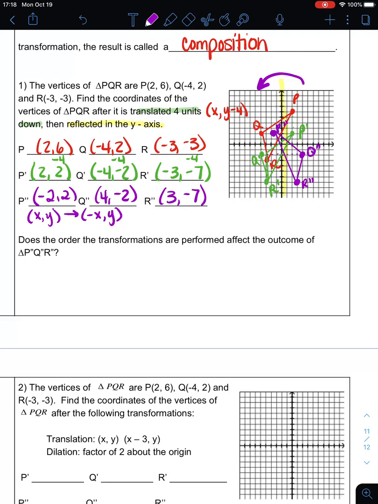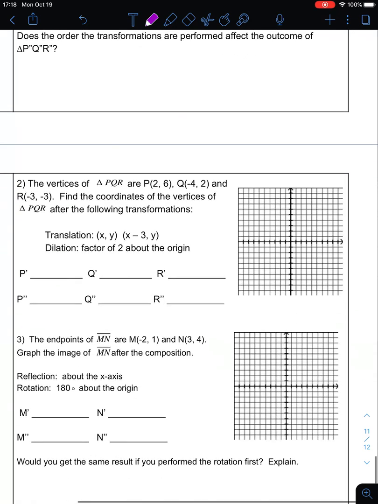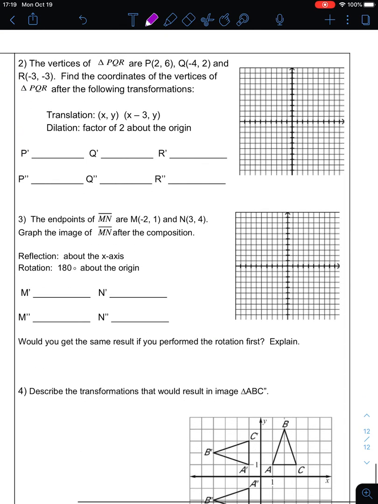And so that's your final answer, that is P double prime. So does the order of transformations matter in the way that's going to happen? In this particular case, no, it wouldn't matter if you flipped it first and then translated it down. Sometimes it does matter, but in this particular case, no, it wouldn't.